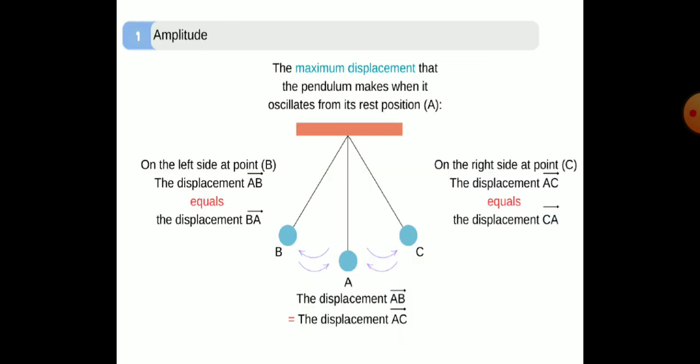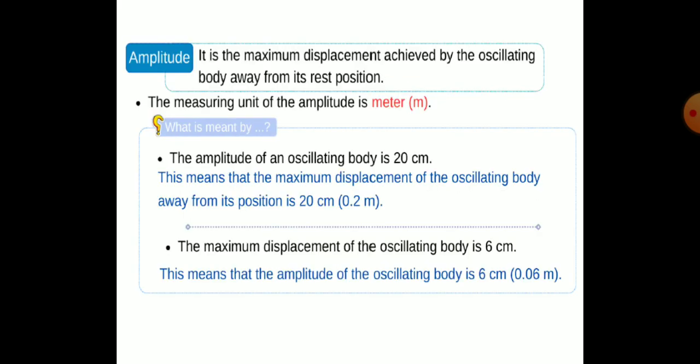First of all, we are going to talk about the amplitude. Look at this picture. We have the maximum displacement that the pendulum makes when it oscillates from its rest position A. On the right side at the point C, the displacement AC equals the displacement CA, and in the rest position, the displacement AP equals the displacement AC, and on the left side at point P, the displacement AB equals the displacement PA. So, what is the meaning of amplitude?